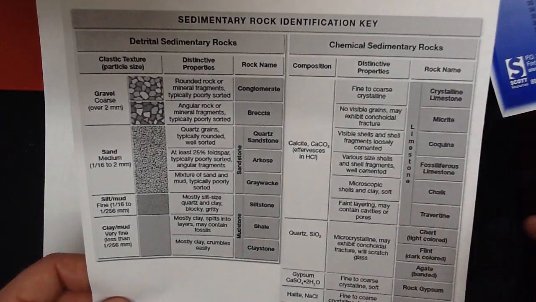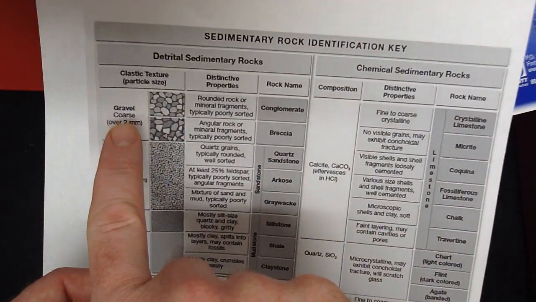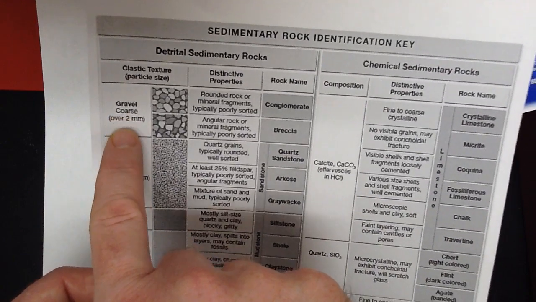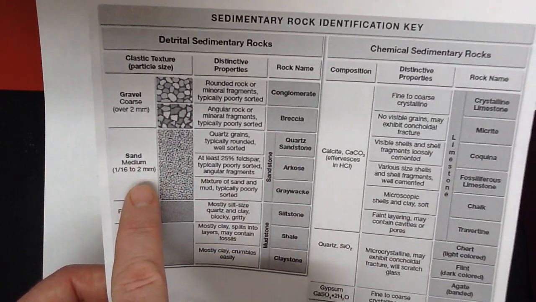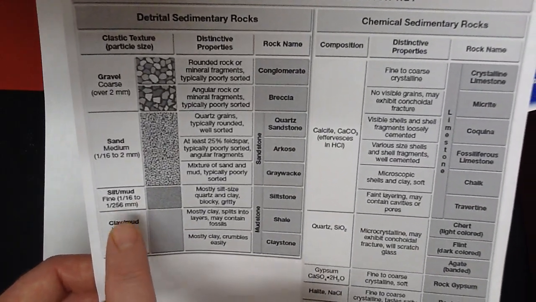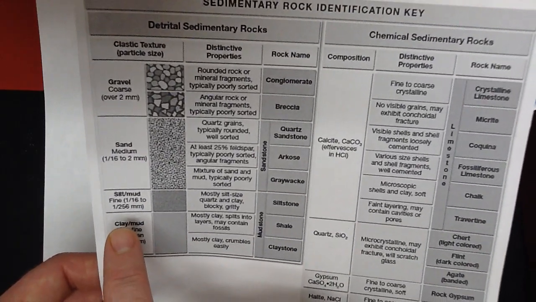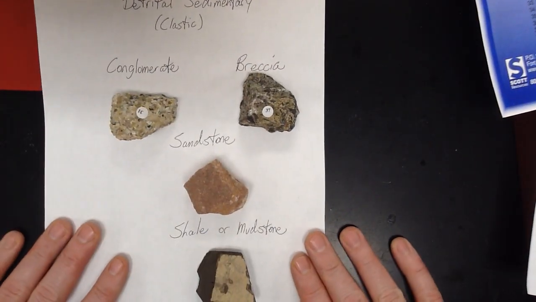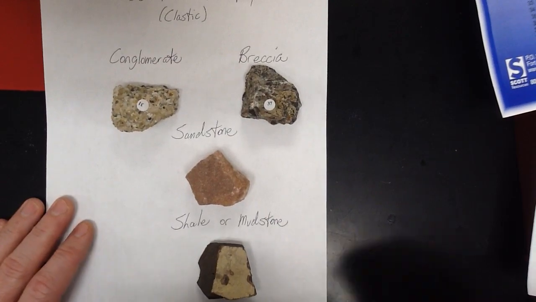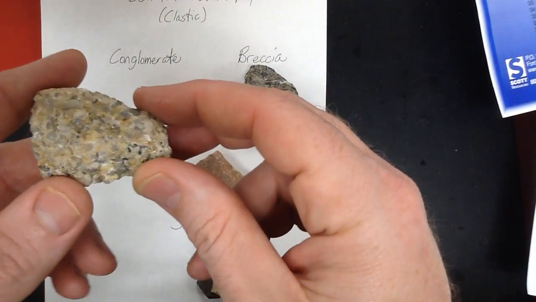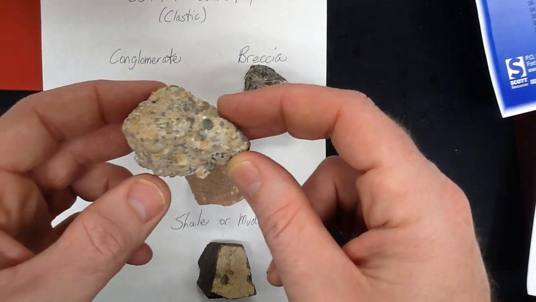So I hope you can see on the left we have grain size. So we're going to start with the very large grain size from coarse gravel. We're going to move our way down to sand and then to our fine silt and mud rocks, which have very small grain sizes. So here are our rocks for today. We have a conglomerate and a breccia. The difference between these two rocks is their pieces inside of them.